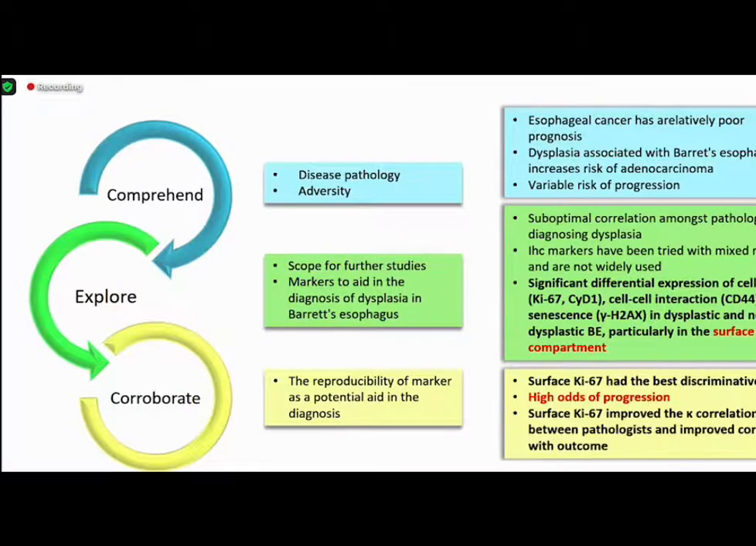And in the quest for looking for reproducibility of this marker, we found that surface Ki-67 had the best discriminative power, with a high odds ratio of progression to disease if this marker is staining. And surface Ki-67 also improved the kappa correlation between pathologists and improved correlation with the outcome.